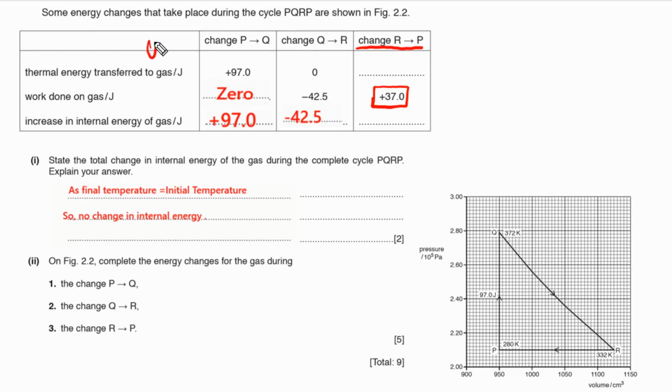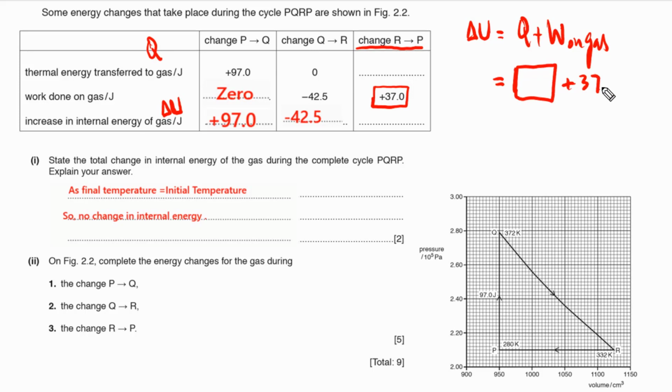For the change from R to P, only the work done on gas is given to us. We don't know the value of Q, and we also don't know the change in internal energy. First of all, let's write down the first law of thermodynamics. Delta U is equal to Q plus W, work done on gas. For this process, the work done on gas is 37.0 joules, and we don't know the value of delta U. So we need to find delta U or Q, and then we can find the remaining quantity.